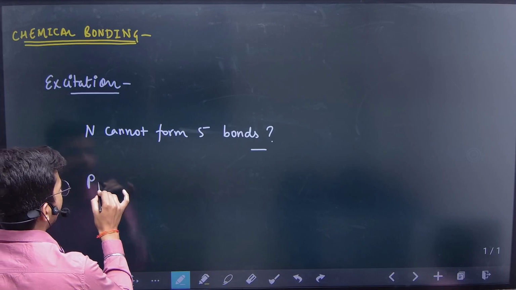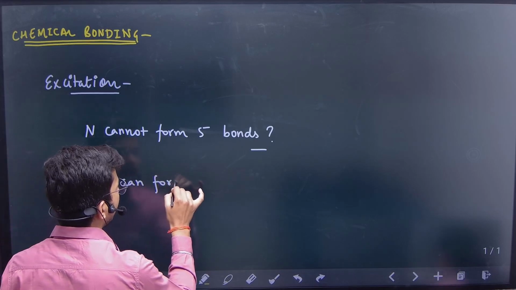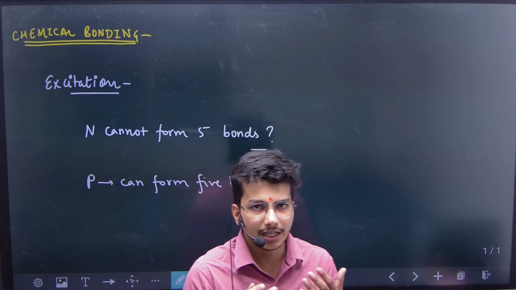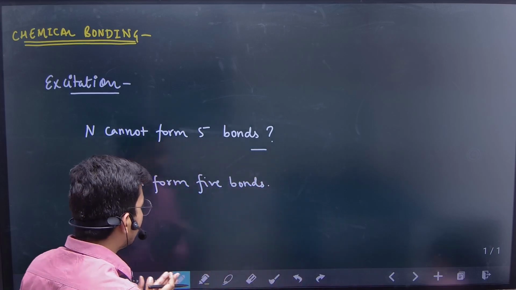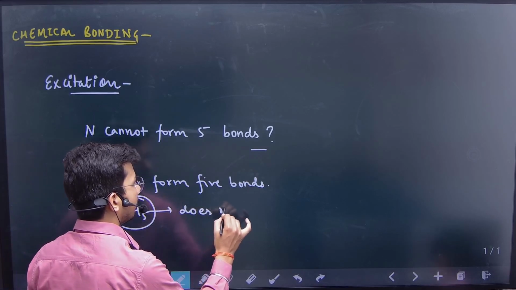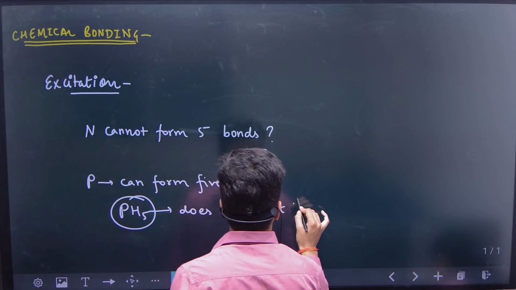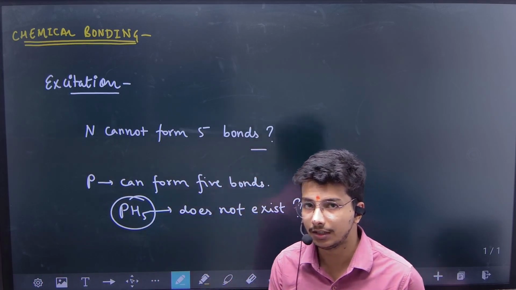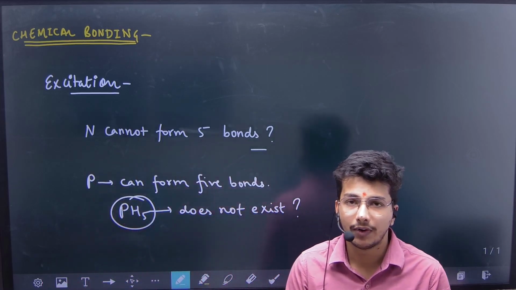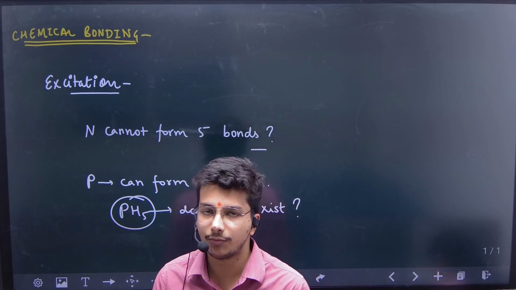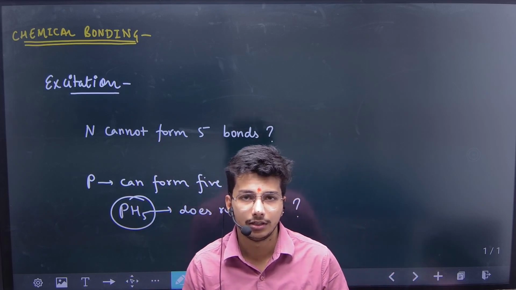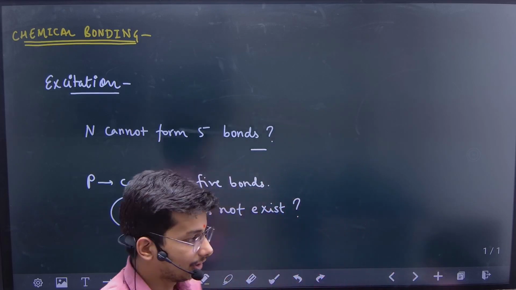Also, phosphorus, we know that it can form 5 bonds. For example, PF5, PCl5, we know that. But PH5 does not exist. Why? This is the objective of today's lecture, to understand why nitrogen cannot form 5 bonds with any of the side atoms, and why phosphorus selectively does not form 5 bonds with hydrogen, but it can form 5 bonds with atoms like fluorine and chlorine. So let's start the excitation.